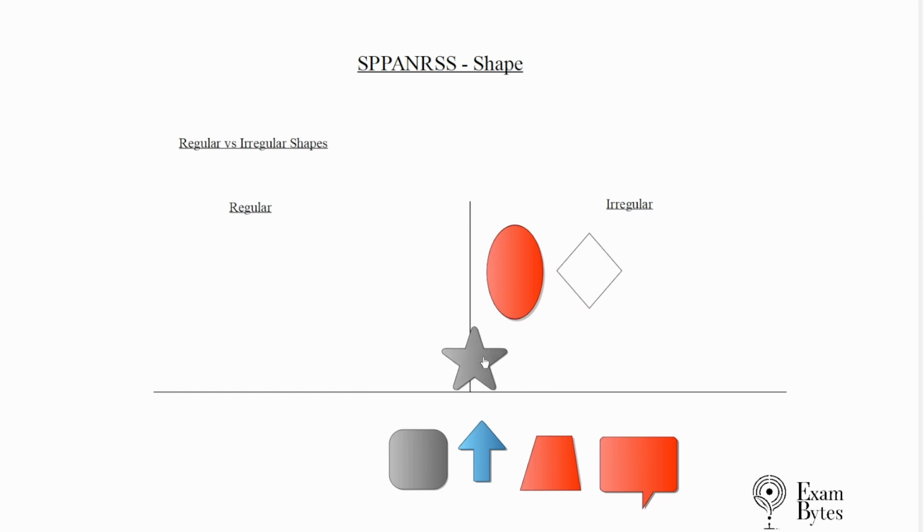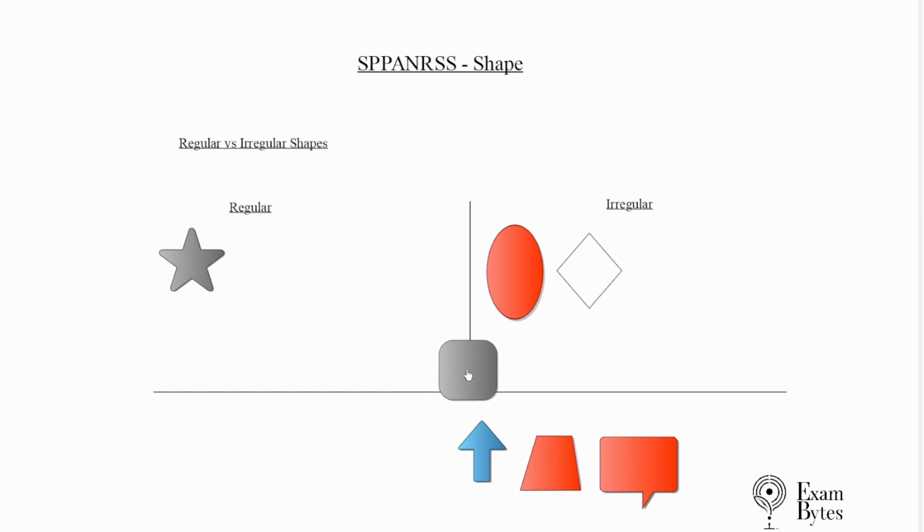What about the star? The star, or the 5-point star in this case, is actually considered a regular shape because all the acute angles are the same and all the edges are the same. Now, you might argue that these reflex angles are not the same as the acute angles. In nonverbal, we don't consider those angles of the shape. Weirdly. In maths we do, in nonverbal we don't.